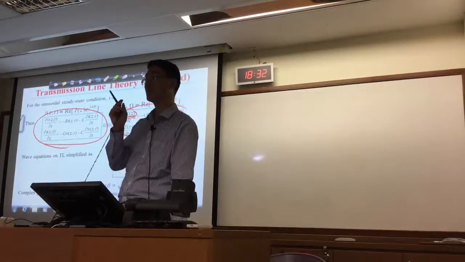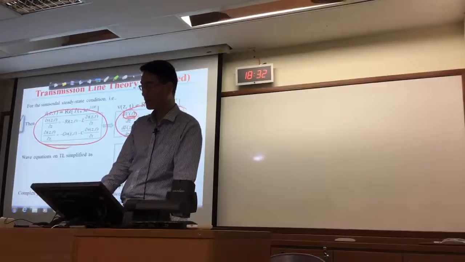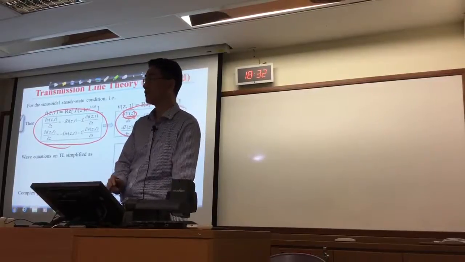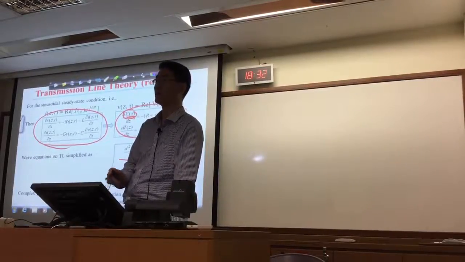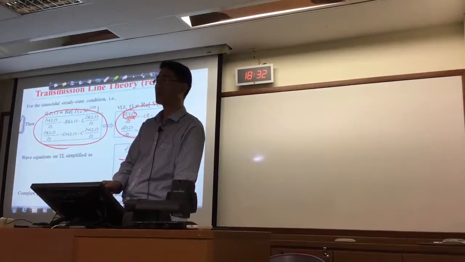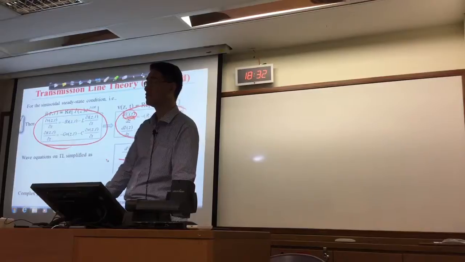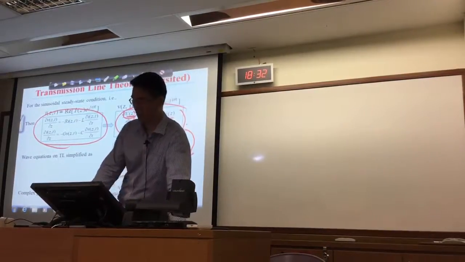In the second order wave equation, you can see that in this equation we only have one variable, voltage. In this equation we only have one variable, current, right? So then we can solve for the voltage and the current. This is very important. This is the whole idea of how to solve the wave equation, right?